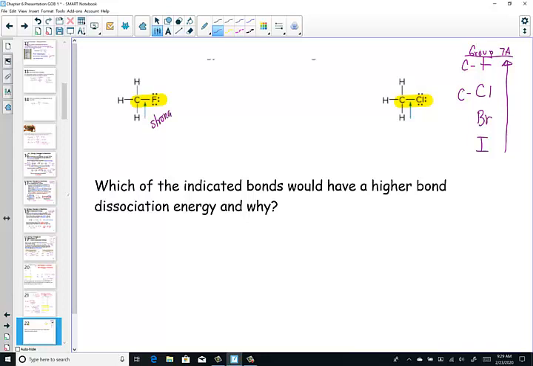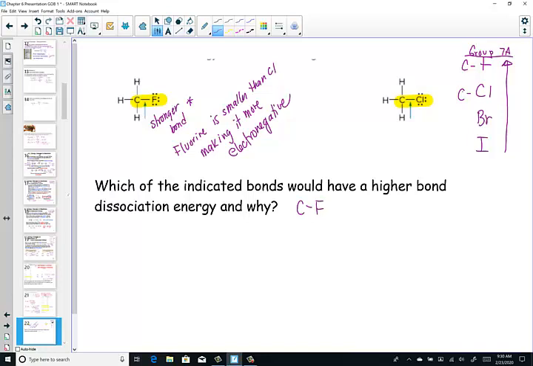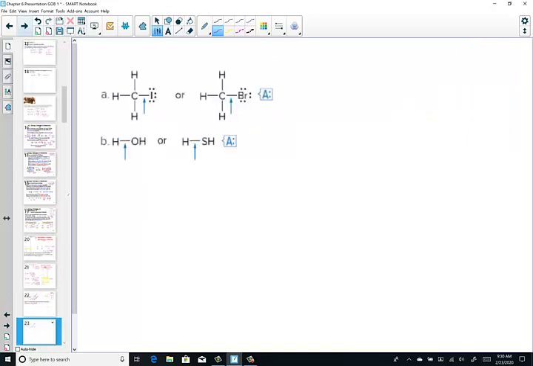This is a stronger bond because fluorine is smaller, making it more electronegative. So which one has a higher bond dissociation energy? The CF. And our reason? Well, because fluorine is a smaller atom than chlorine, making it more electronegative. So ultimately your answer is, well, that's the stronger bond. It's higher up as a smaller atom. How about you try these two? Pause the video and just ask yourself, which one is the stronger bond and why?